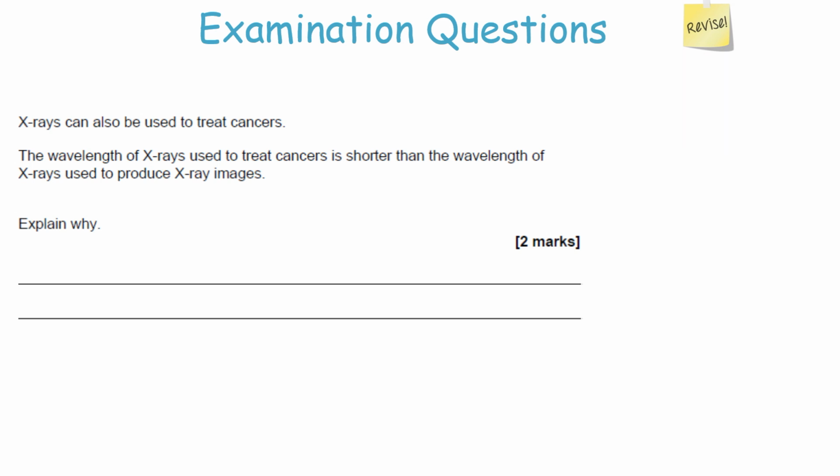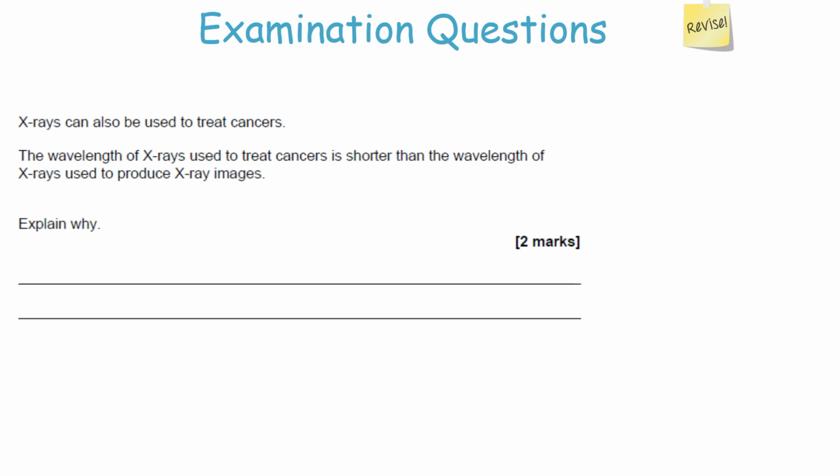Right, so it's very important that you are aware of what the link is between wavelength, frequency and energy. So you've got to be aware that the shorter the wavelength, the higher the frequency, because they multiply together to give the same wave speed for an electromagnetic wave.